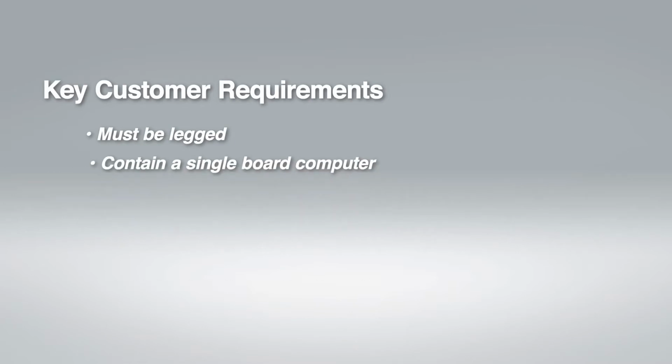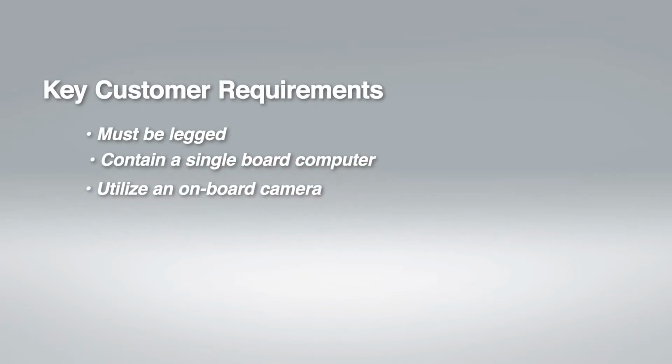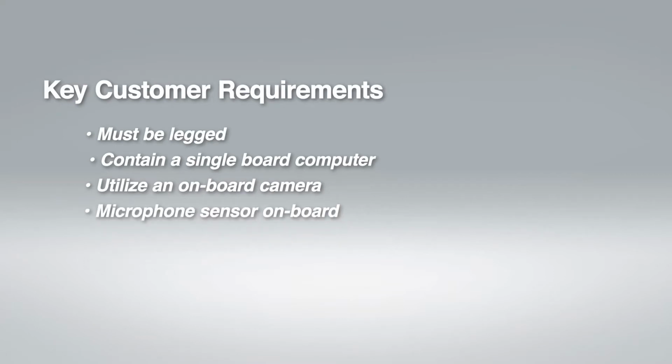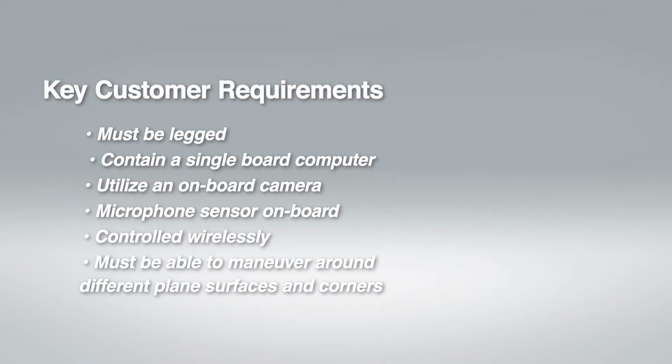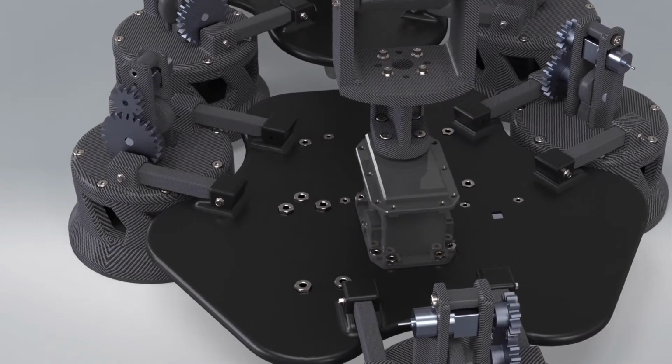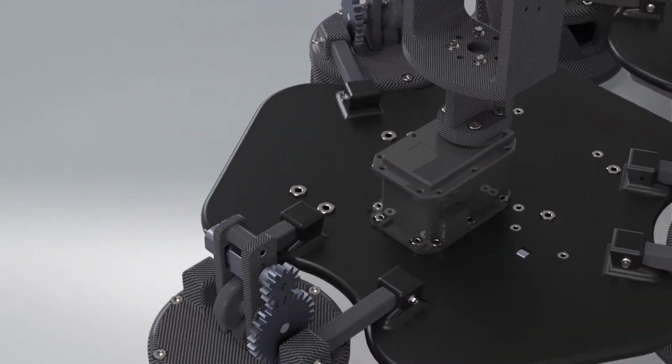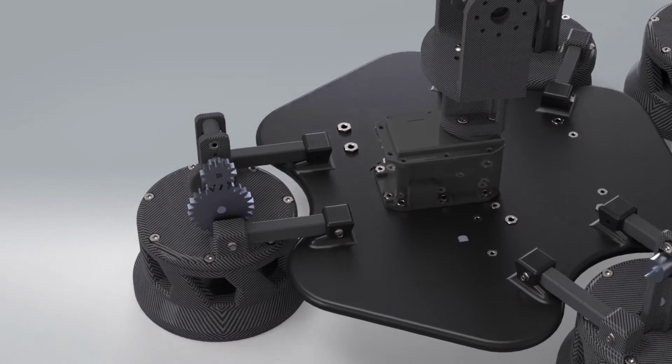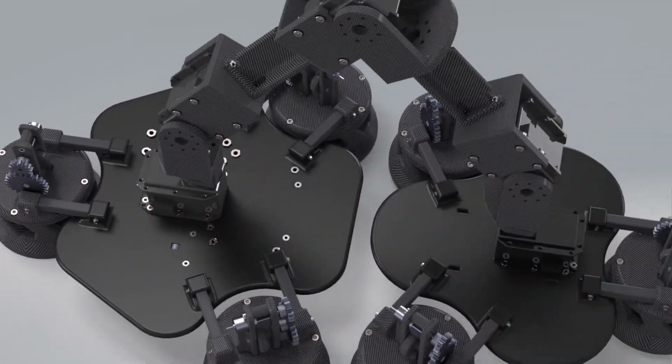Key customer requirements. The key customer requirements for this robot were: the robot must be legged, it must contain a single board computer, it must utilize an onboard camera, there must be a microphone sensor on board, the robot must be controlled wirelessly, and it must be able to maneuver around different plane surfaces and corners. Due to COVID-19, the performance was assessed on a modular basis. This allowed each user to contribute to the development of the robot while working remotely.